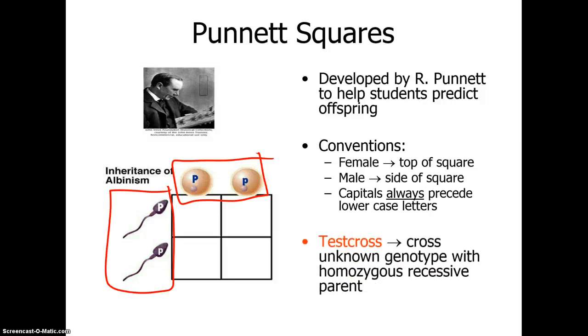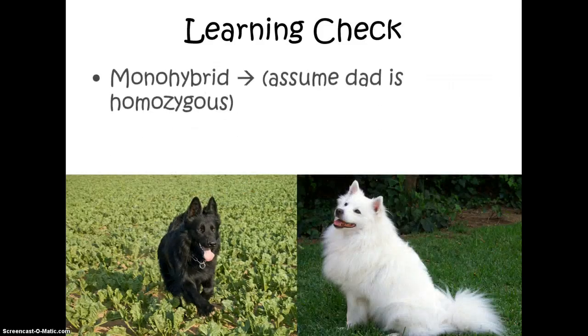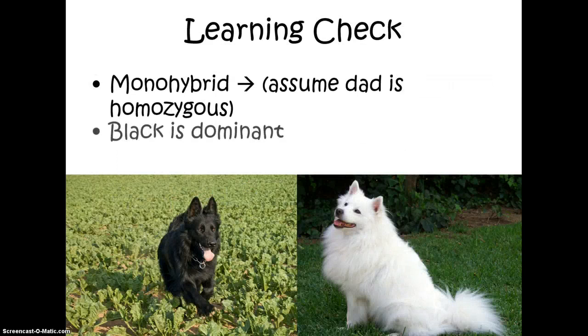Then we have what's called a test cross. You'll be asked to do a test cross a lot in practice questions. In a test cross, you take an unknown genotype and cross it with a homozygous recessive parent. So, learning check. We're going to keep it simple because we'll do more practice in class.